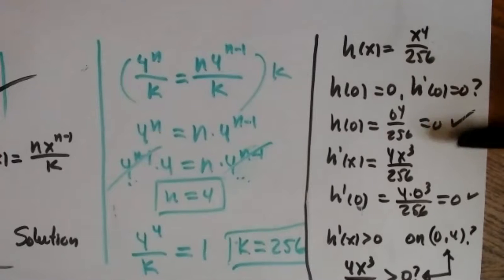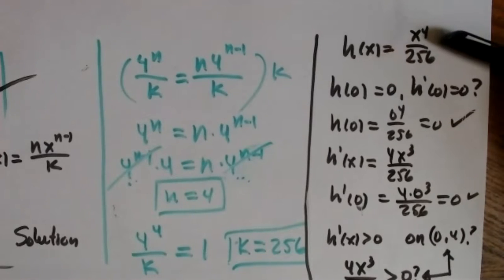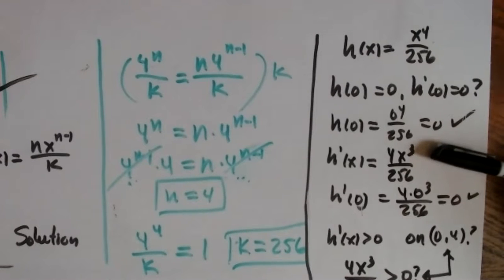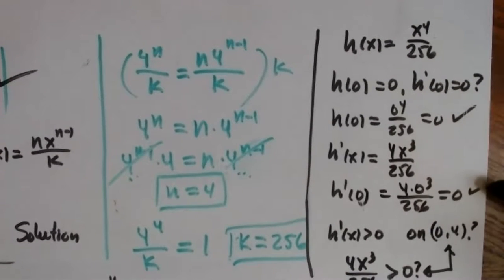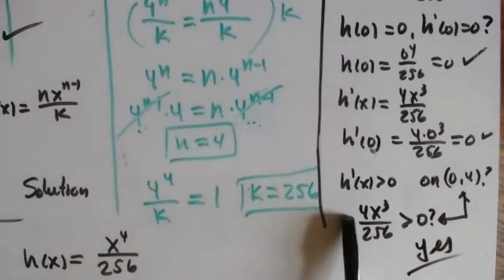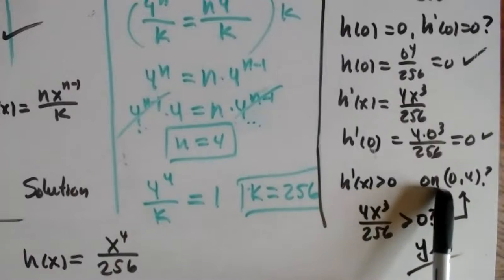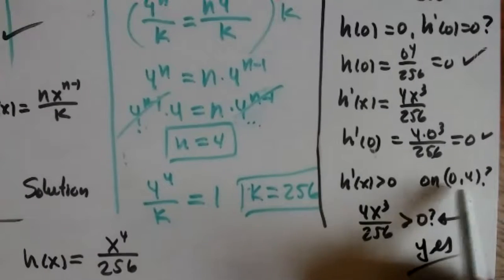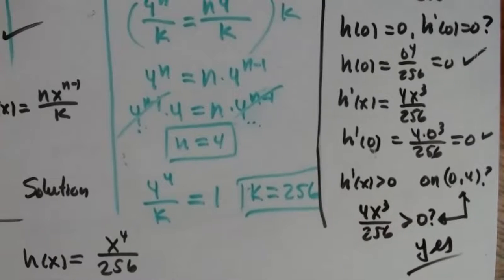Now the derivative. 256 is always a constant, so you put it at the bottom. What is the derivative of x to the 4? 4x cubed. Now you put a 0, what do you get? 0. Okay. Now, this is the derivative, and it must be positive always in 0 to 4. Is this expression positive for all those points? Yes. The cube of a positive is positive, correct? All these are positive. So yes.